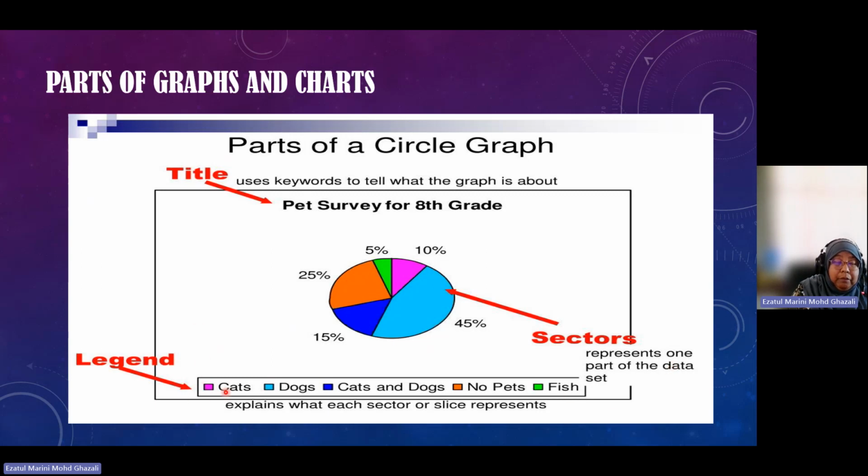You know that from the legend, we know that there are 5 different groups of pets being discussed. For example, this color, the purple one is cat, and then blue is dog, dark blue is cats and dogs, both. And orange is no pets, and green would be fish.